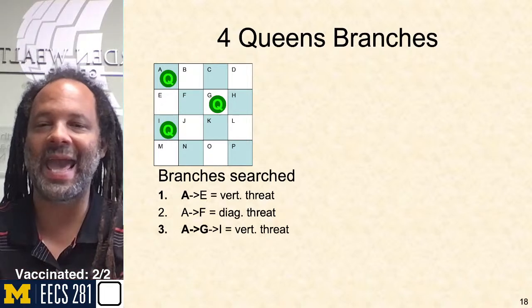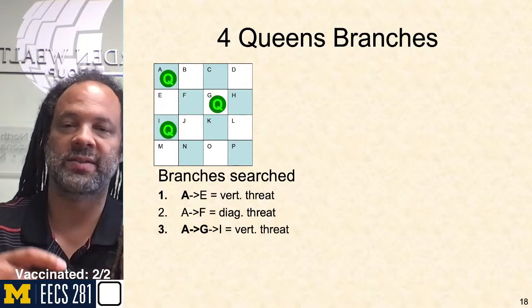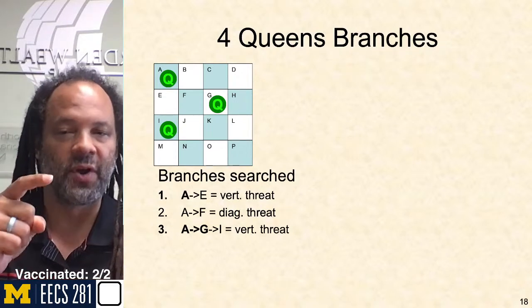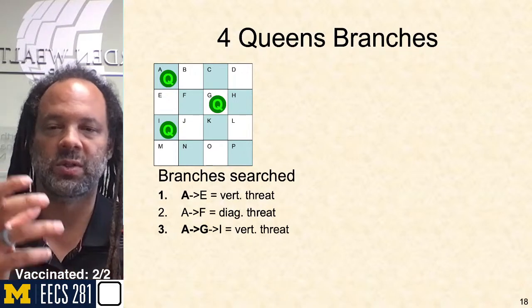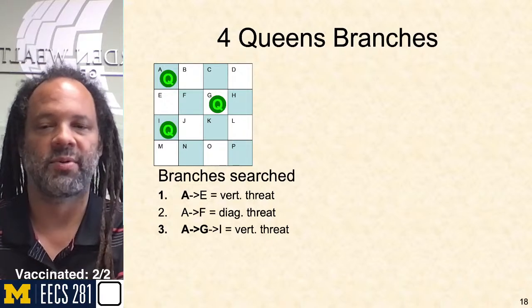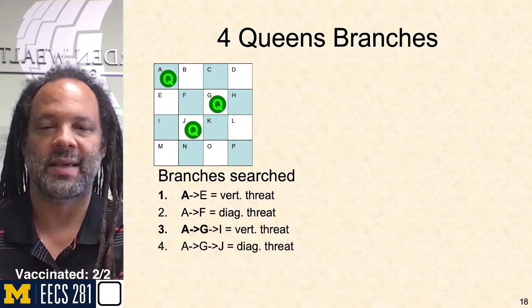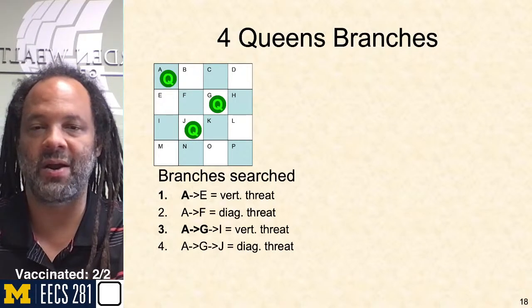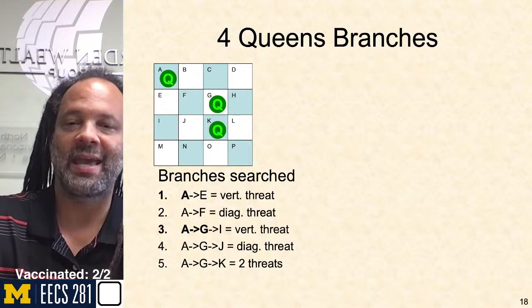So then I try A, G, I, which is placing something in the 1st row, 1st column, 2nd row, 3rd column, 3rd row, 1st column, and that's of course threatened by that 1st queen. So I say that vertical threat prevents me from going there. As I move over to AGJ, that diagonal threat prevents me from going there. I move to AGK, there's 2 threats.